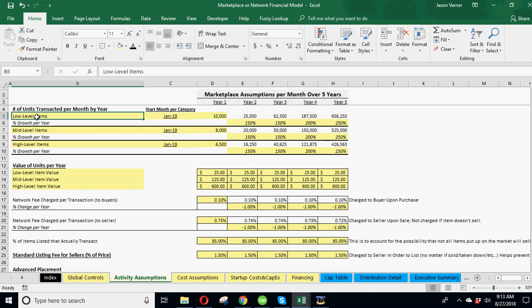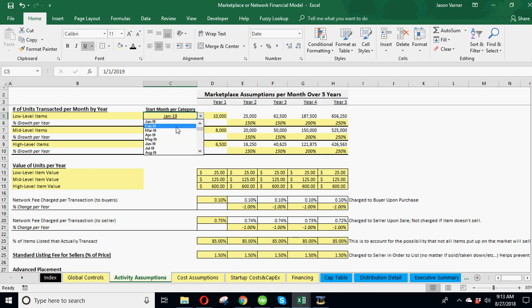So you can define a low, a mid, and a high here, and you could define their monthly transaction volumes. And also you can define their monthly transaction values per each one, low, mid, and high. You could pick the start month.